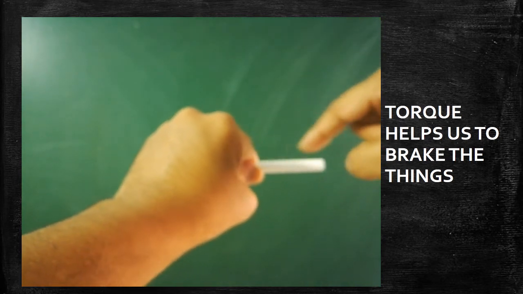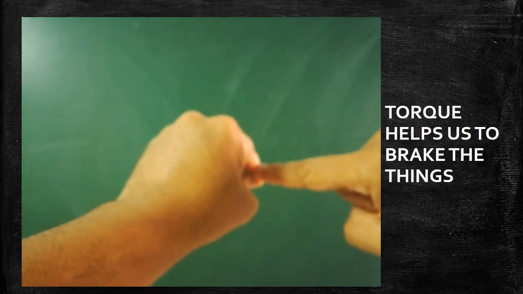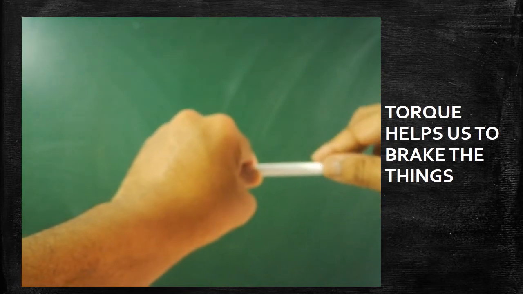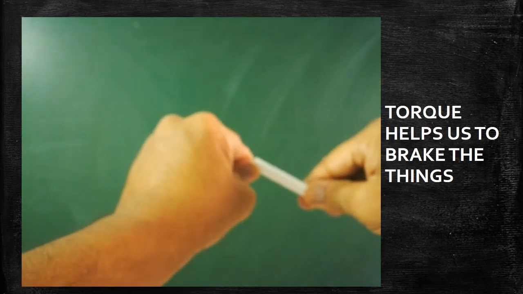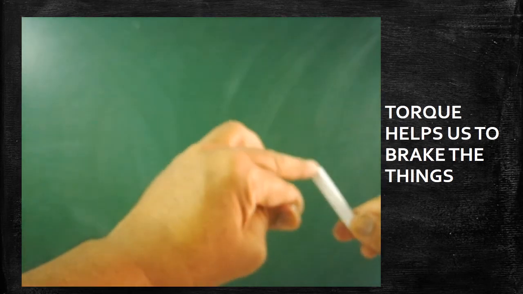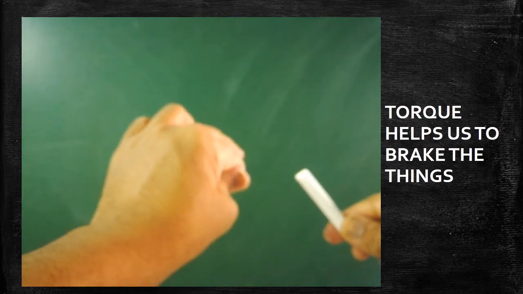Look at the breaking point. This is the point where it is held, and there only the breaking will occur. Look at it very keenly. So this is the place where torque was acting.